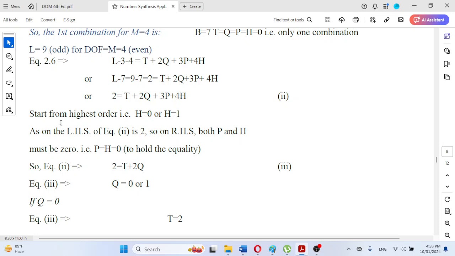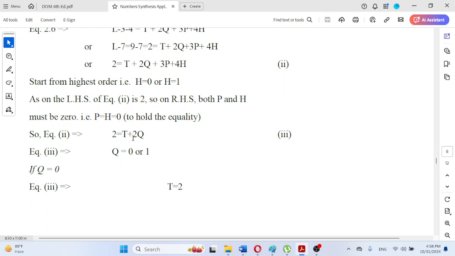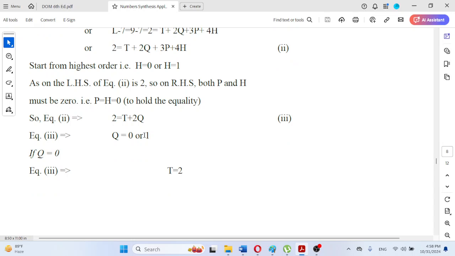As we can observe, P and H are all 0. So T plus 2Q is equal to 2. Here we can observe that Q can assume 0 or 1 value only. Q cannot be greater than 1, because if for example Q is equal to 2, that will be T plus 4, and when this 4 is subtracted from 2, 2 minus 4, T will become negative 2, which is impossible. So Q can only be 0 or 1.